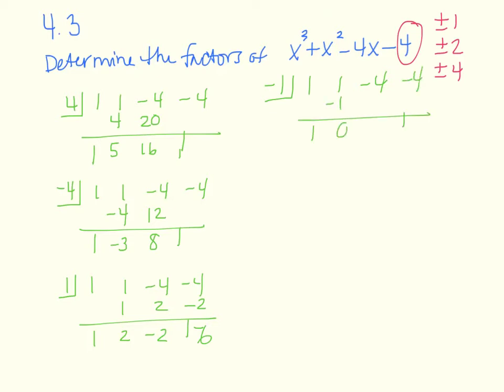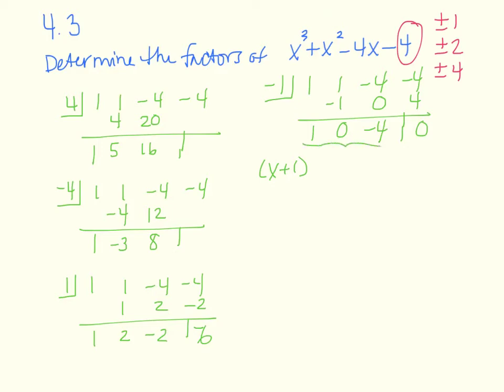Alright, let's try negative 1. 1, negative 1 gives me 0. 0 times negative 1 gives me 0. Here we go. Negative 4 times negative 1 gives me positive 4, which gives me 0. Okay, so x minus negative 1 is a factor, so x plus 1 is a factor.